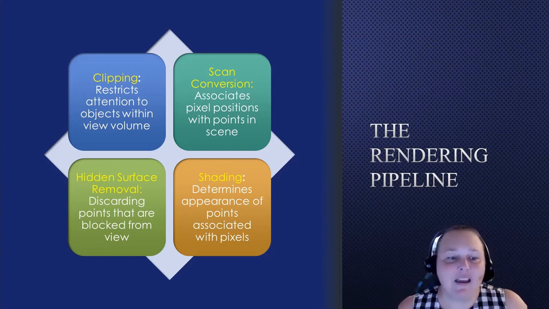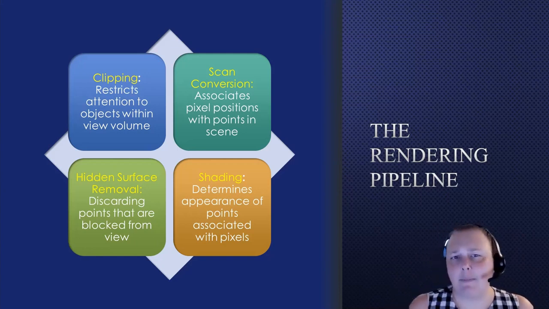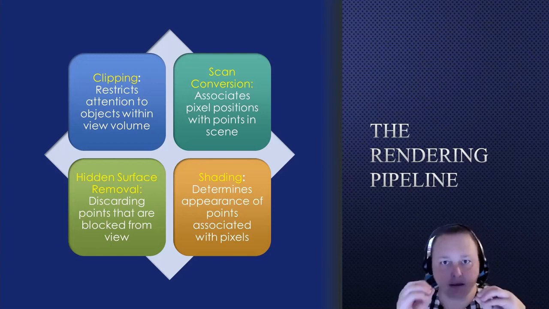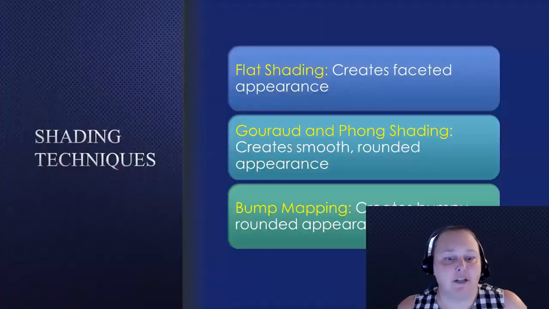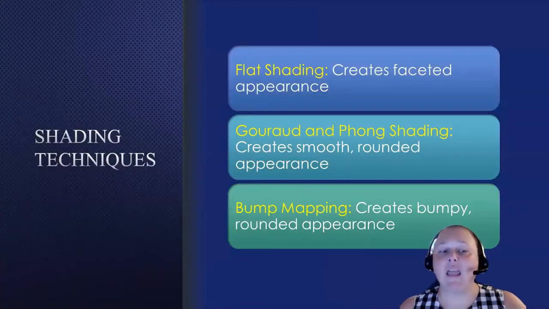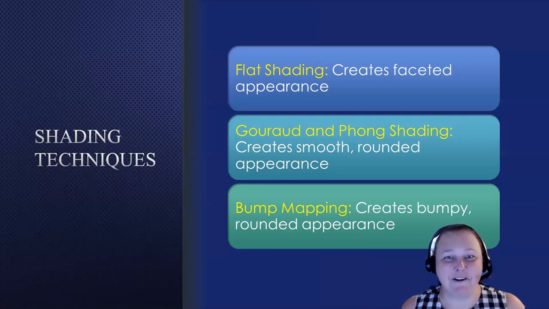Hidden surface removal, this is getting rid of anything that is blocked from view that your user doesn't need. And then finally, shading. This is going to determine the appearance of how your points look, but at this point for the shading, you're associating it with those pixels. We did talk a little bit about pixels and how those are all those little tiny sections. So the shading is going to be how that gradient goes across this two-dimensional image to give it that three-dimensional look. There are three different shading techniques that we're going to look at.